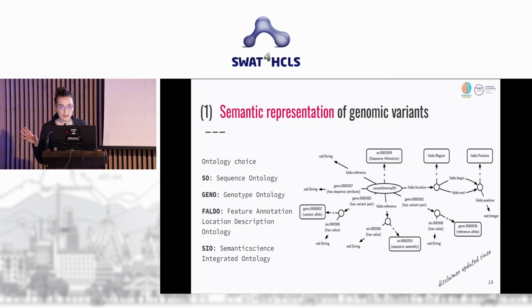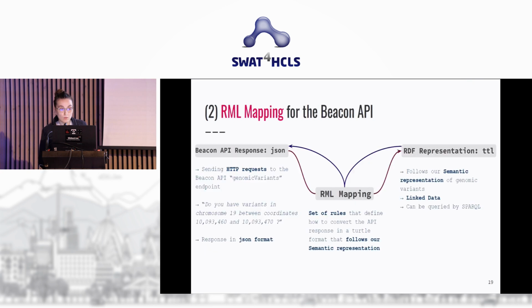So once we had our semantic representation, we went towards RML mapping for the Beacon API. We just wrote a set of rules that define how to convert the JSON response from the Beacon API towards linked data in Turtle format that follows our semantic representation.